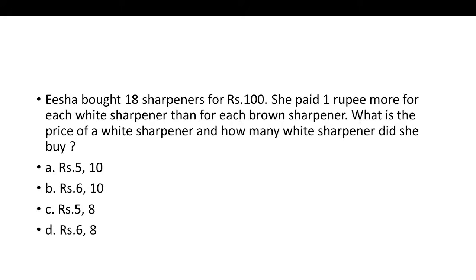Isha bought 18 sharpeners for 100 rupees. Totally she has 100 rupees. She paid 1 rupee more for each white sharpener than each brown sharpener. She is buying two kinds of sharpeners, one is white and another one is brown, and she is paying 1 rupee more for a white sharpener compared to brown.